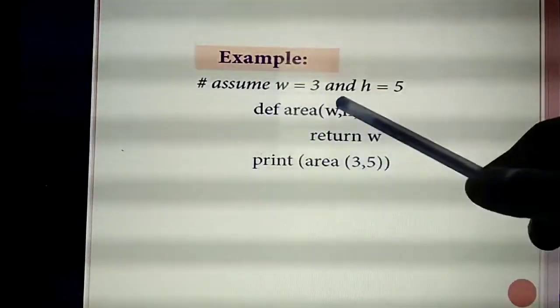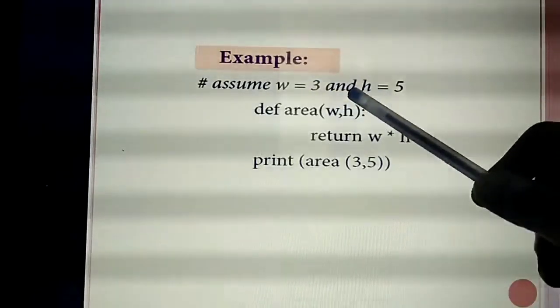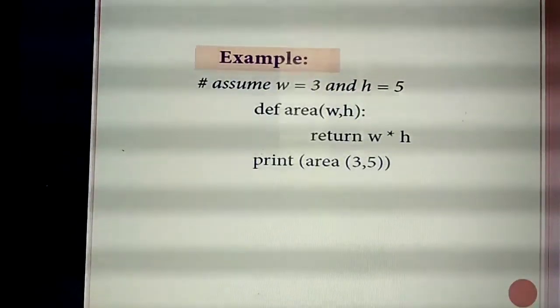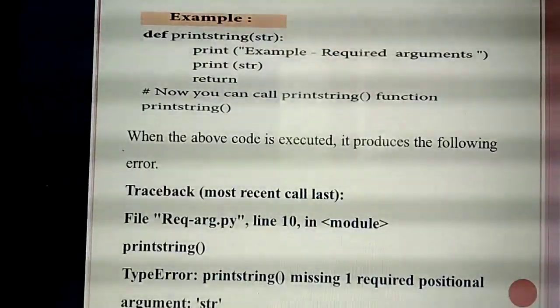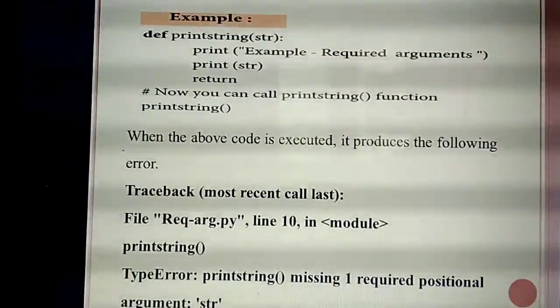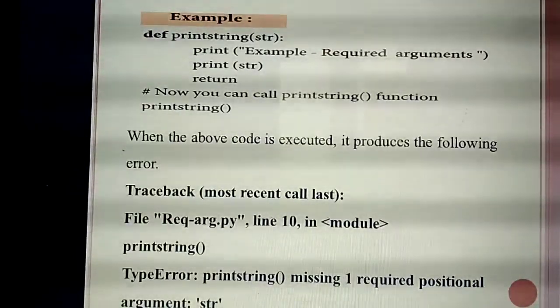So here inside the function, you are giving two parameters. At least one parameter you need to give, otherwise you will get the error. Understand the three points? Yes. So now we are going to study the example program for these required arguments. Okay, so see this example.